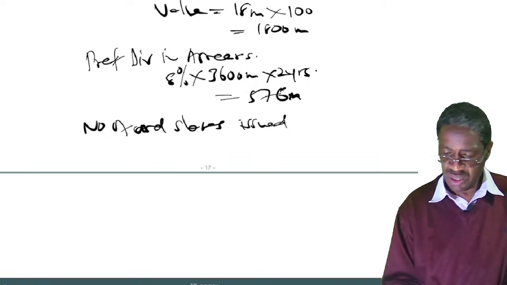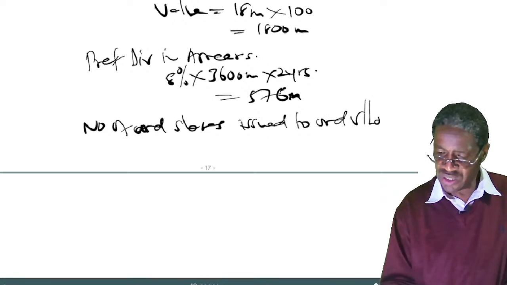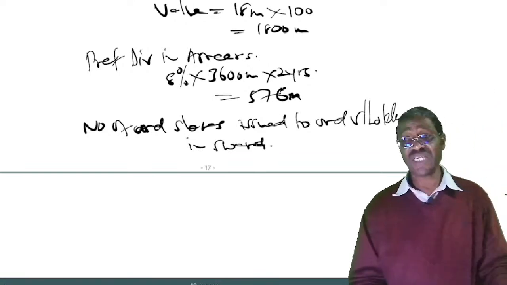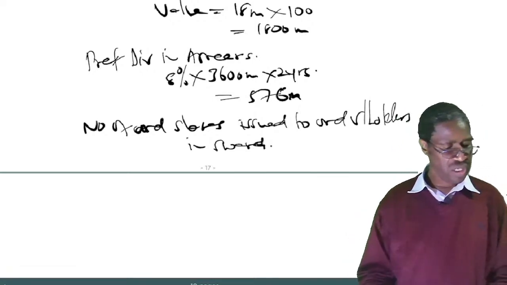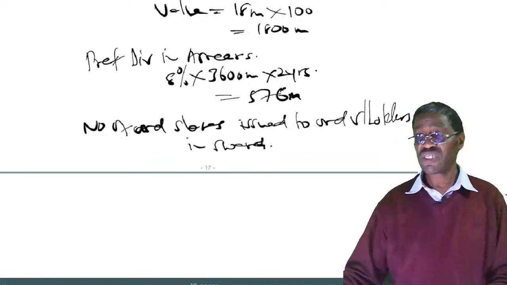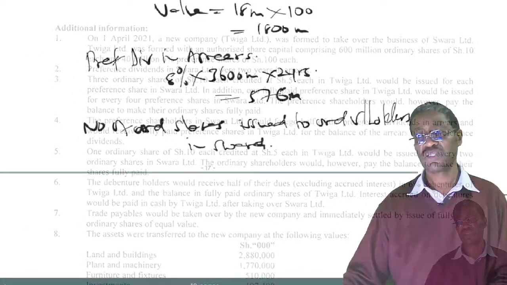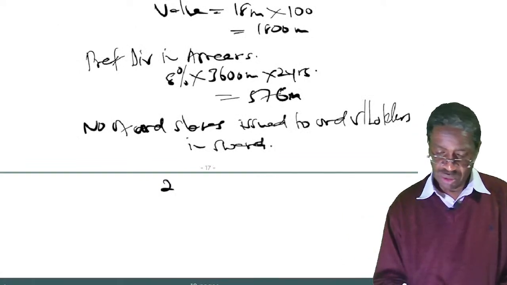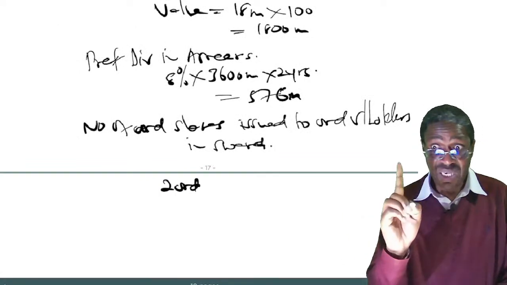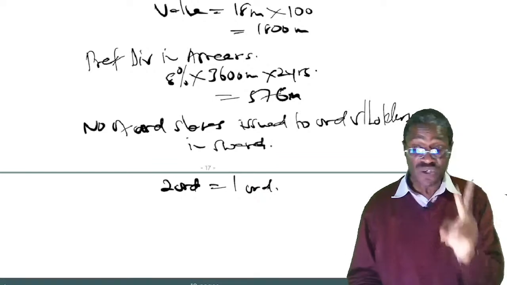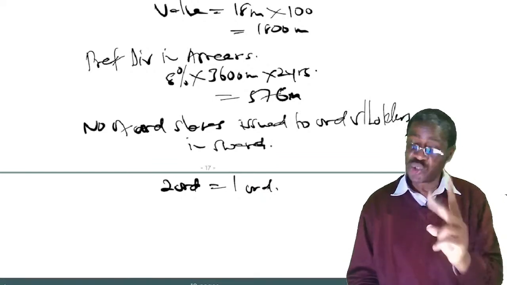Number of ordinary shares issued to ordinary shareholders in Swara. So let's go back again and get the ratio. One ordinary share would be issued for every 2. Good. So for every 2 ordinary shares in Swara, Twiga is issuing one ordinary.